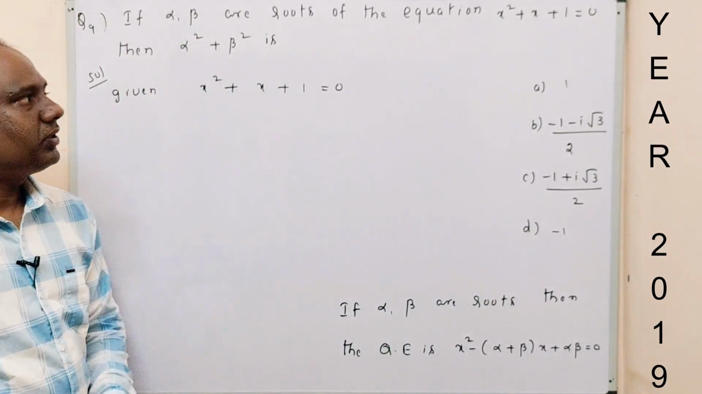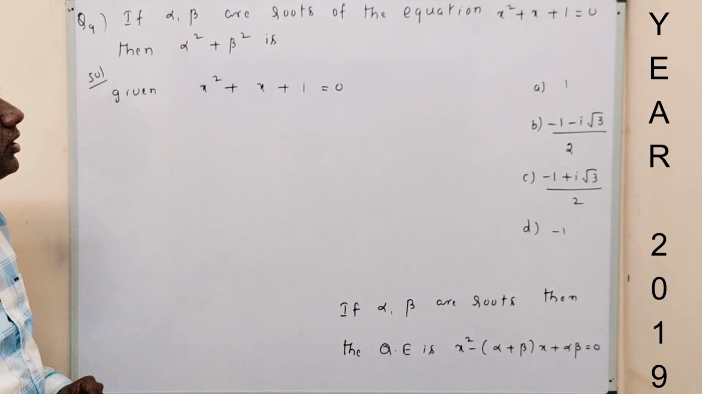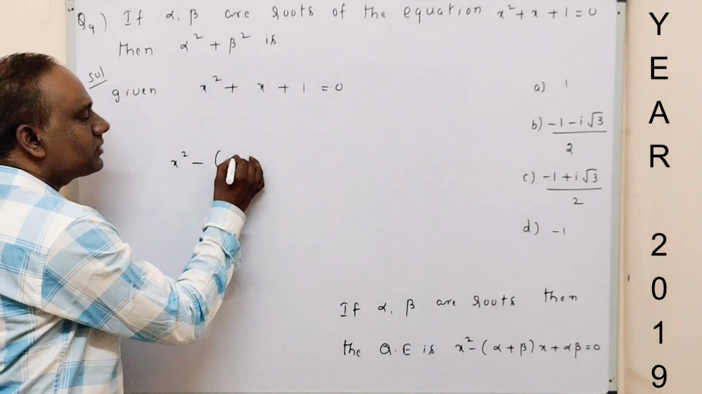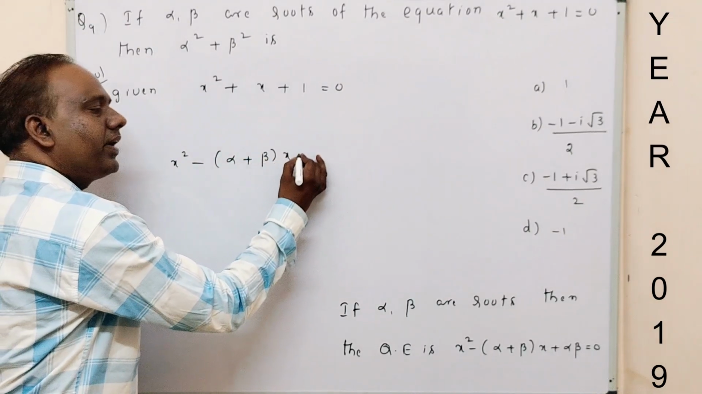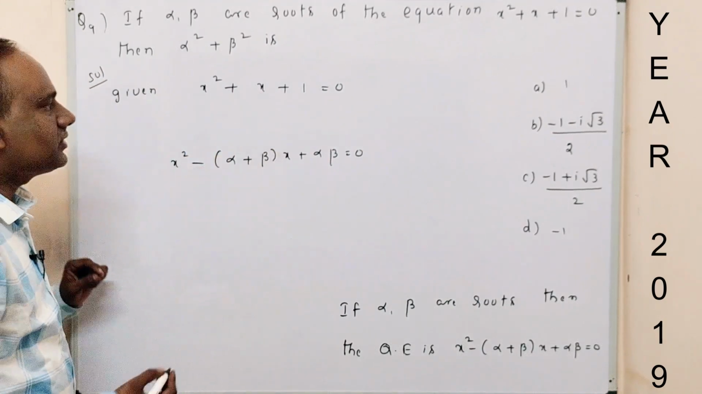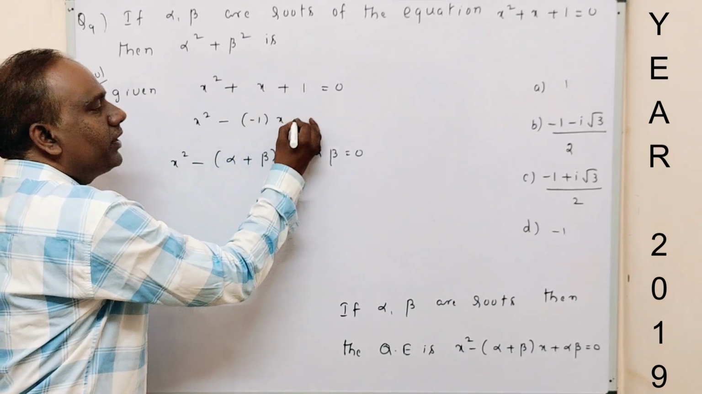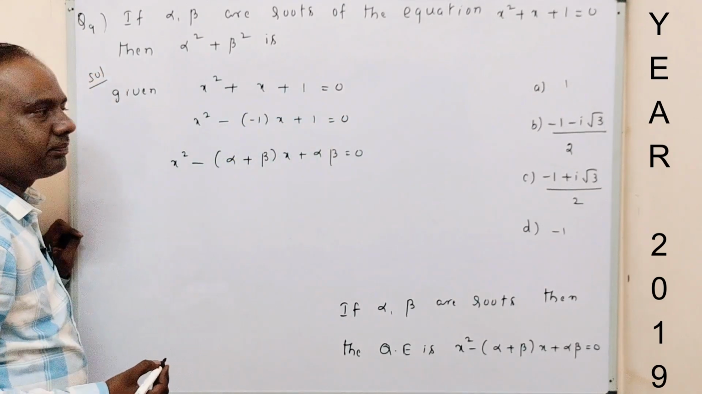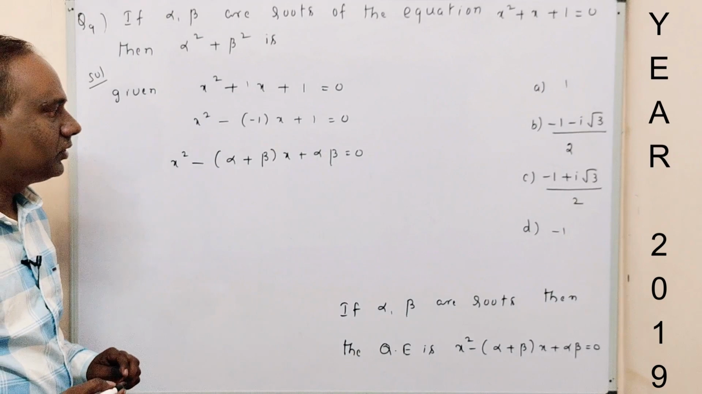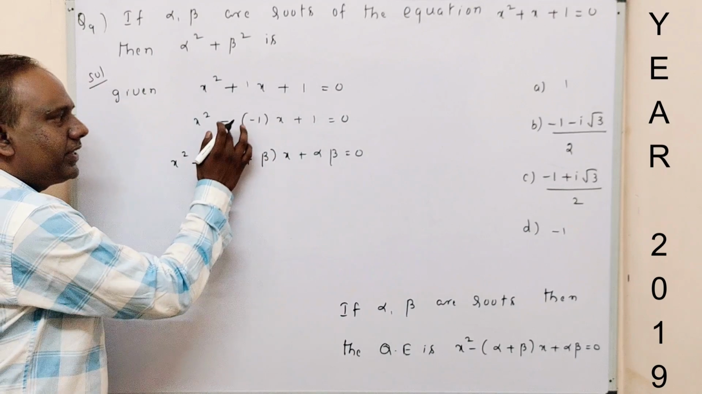So here the given equation is x square plus x plus 1 equal to 0. Here alpha comma beta are the roots now. So the equation is what? x square minus (alpha plus beta) into x plus alpha beta equal to 0. So here it can be written as x square minus of minus 1 into x plus 1 equal to 0. Here it is actually plus 1. We can write minus into minus 1 also. So now comparing here, x same, minus minus same.